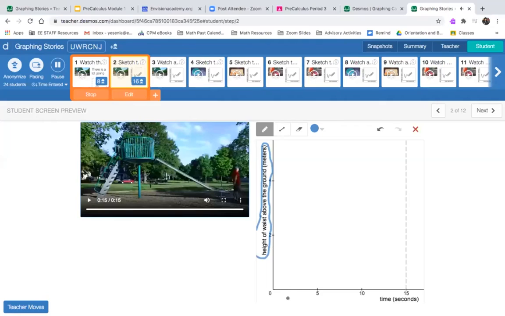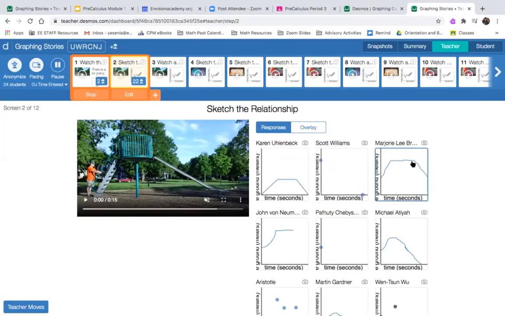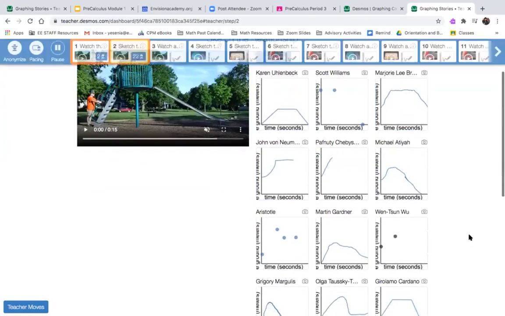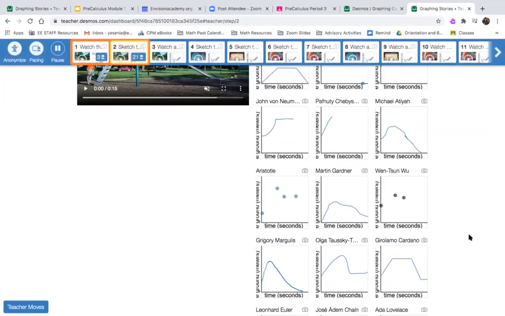And what's cool is that the x-axis is already numbered in seconds for you. The video is 15 seconds long and it also stops at 15 seconds above the ground. So that's why a lot of people have these little flat portions on the graph. See Karen, Marjorie, John. Some of us don't have that, and that's okay because this is all open-ended. Some of us are doing dots.